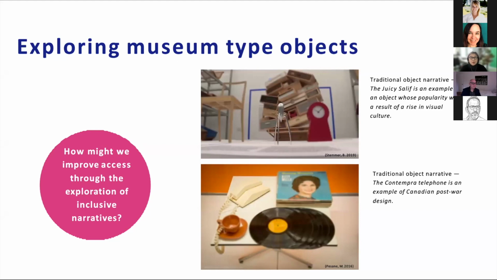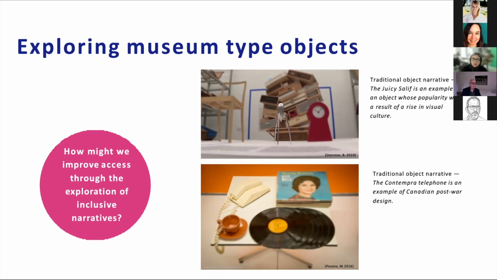Okay, so the study methodology includes participants who are paired in focus groups and who examine the objects while audio and video recorded them. From those recordings, I conducted thematic analysis techniques to draw multiple and diverse narratives from their interpretations and perspectives about the object. The two objects chosen, and hopefully you can see it in this slide, were the Juicy Salif, which is a lemon juicer, and the Contempra telephone.